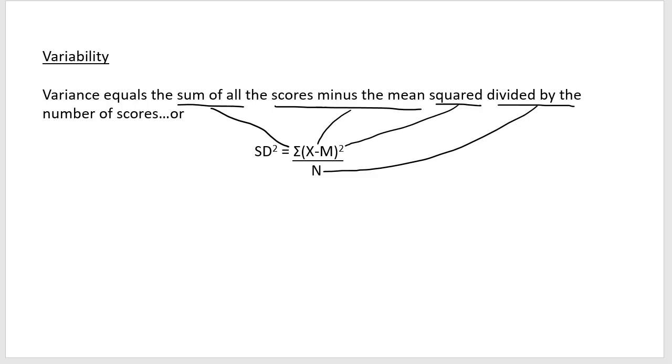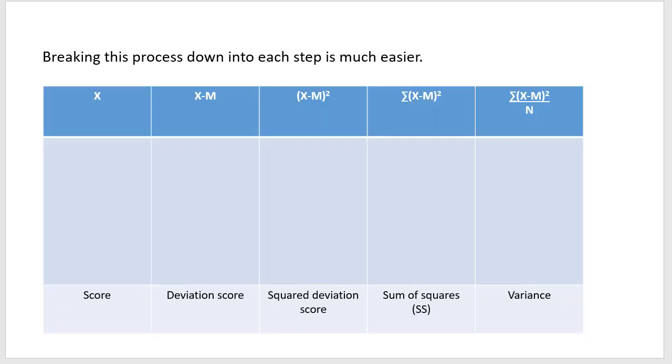And the symbol for variance is SD squared. It's actually standard deviation squared, interestingly enough. So we can move on and look at an example. When we break this down into steps, it makes things go so much easier.